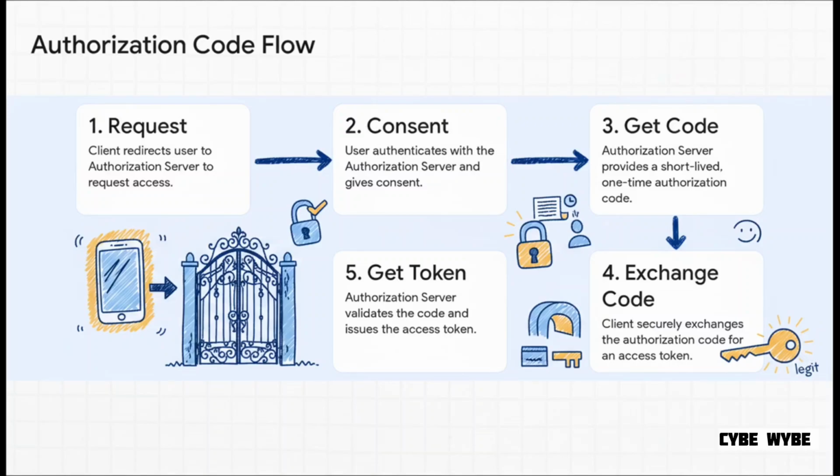Now here's the really clever part. Google doesn't just hand the final key to the app. Nope. First, it gives the app a temporary, one-time use authorization code. The app then takes that code and, in the background, over a secure, secret channel, it exchanges it with Google. Only after Google verifies that code is legit does it finally hand over the real prize, the short-lived access token.